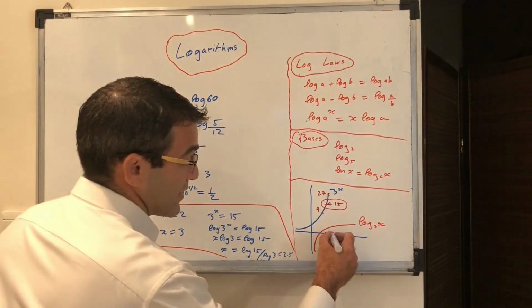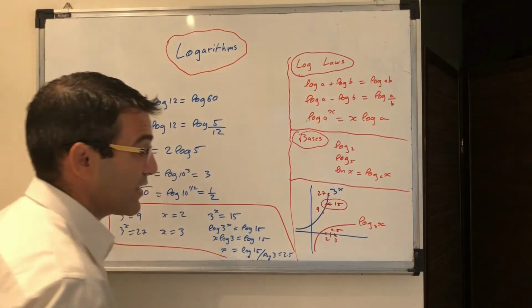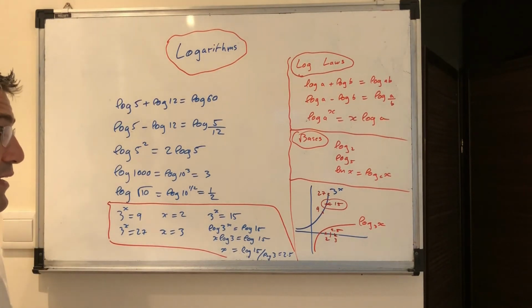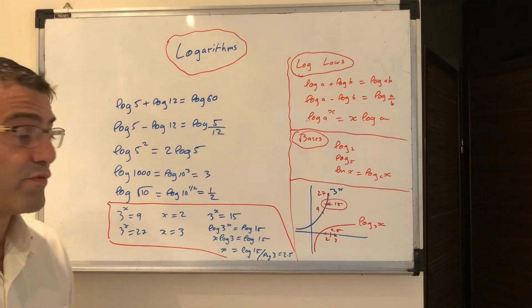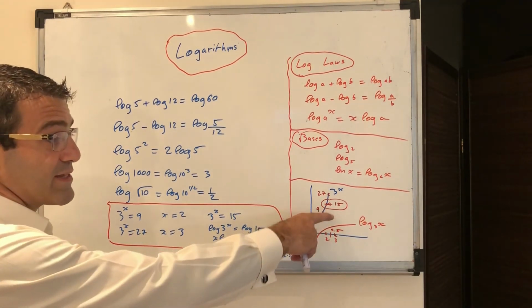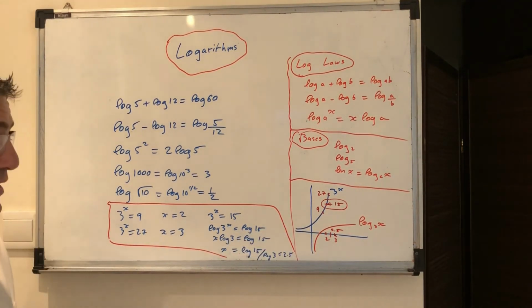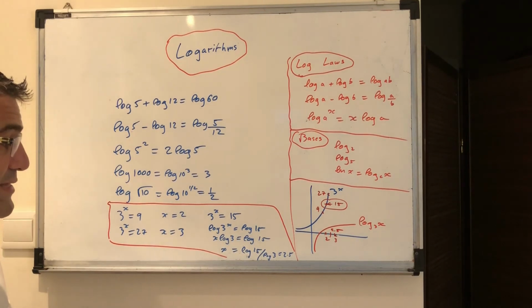So there is a number here, and if I was to type in my calculator 3 to the power 2.5 or 3 to the power 2.49, I would find that it's about 15. So this is how you use logarithms to solve power equations.